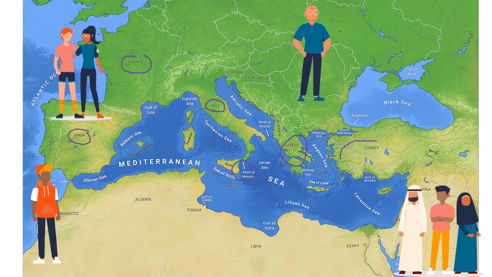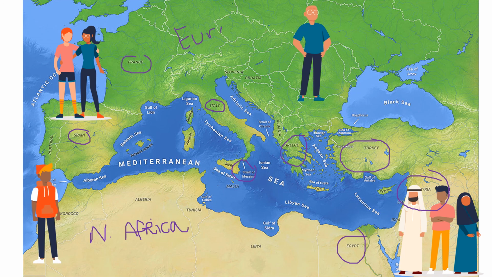This is where Turkey is. This is where Syria is. We've got Egypt. This is all North Africa, right? This is beautiful handwriting. Really, I should go into graphic design. And then this is Europe, right? So the Mediterranean Sea is between North Africa and Europe.